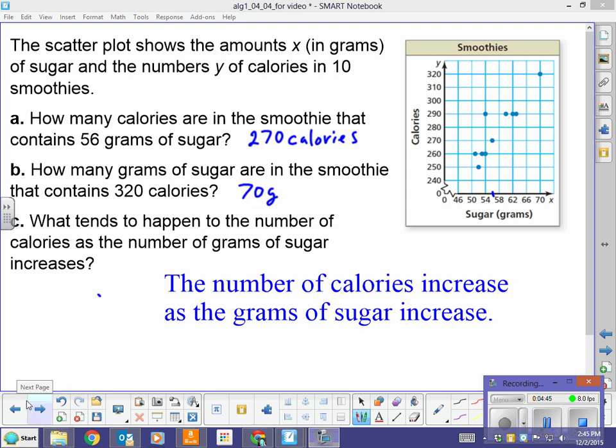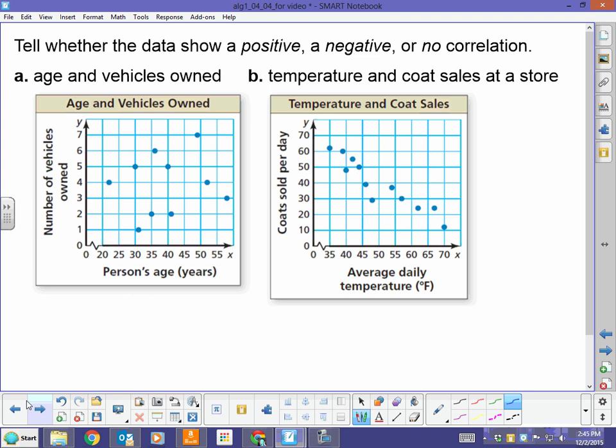Let's take a look at the next example here. The next one, we're talking about correlation. We can have positive, negative, or no correlation. This first graph here, can we answer that question? We have number of vehicles owned and a person's age in years, and this is our scatter plot. Can we answer the question, what happens to the number of vehicles owned as a person's age increases?